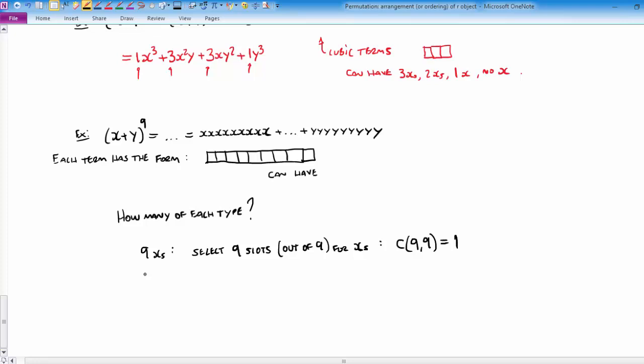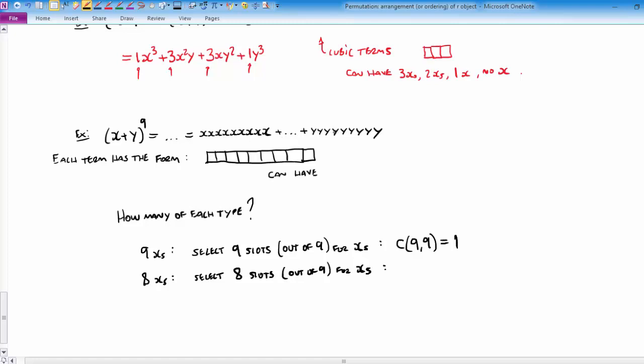And then the next type of term would be a term with 8 x's. Again, we select 8 slots out of 9 for our x's. So those types of terms would be the terms that have 8 x's.